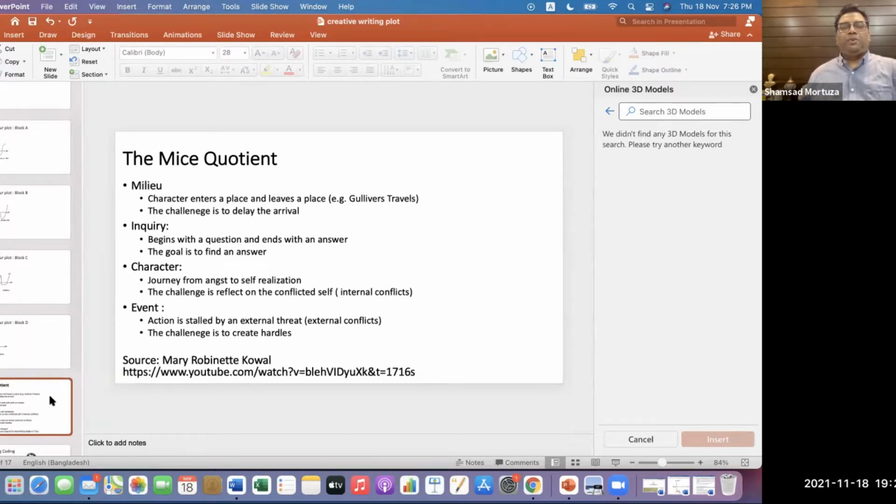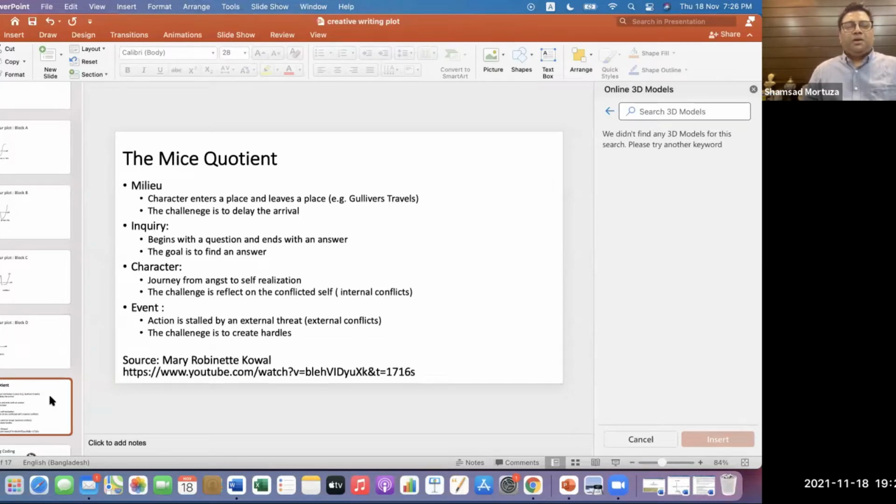The conflict could be external, like an accident. It can be an internal conflict: you have a change of heart and do not want to go there. Maybe somebody's waiting for you, there is an interview, and suddenly you think, no, I'm not going to attend the interview. That can be an internal conflict as well. So that's milieu. The second thing, according to Kowal, is inquiry.